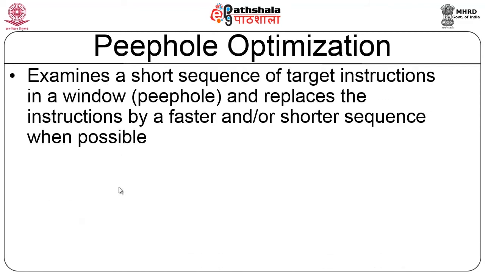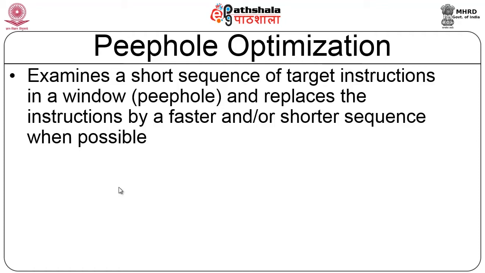Now, we said that optimization can happen either at the intermediate code level or at the final target code level, that is, at the assembly language level. The previous transformations we have seen in the earlier module were with respect to the intermediate code, and in this module we will start with optimization that is possible with respect to the target code as well as the intermediate code.